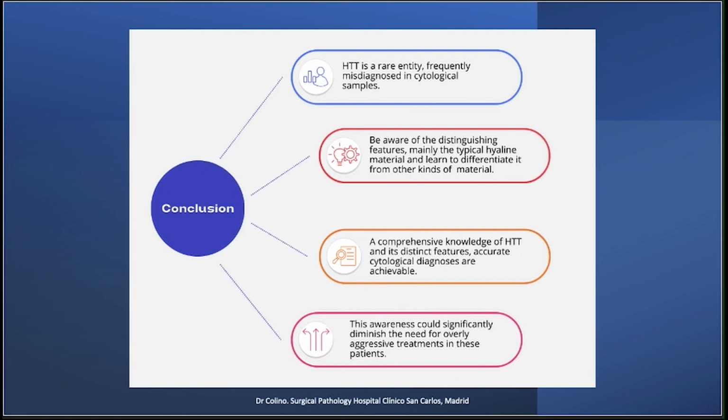Hyalinizing trabecular tumor is a rare entity frequently misdiagnosed in cytological samples. After reviewing our cases, we feel that the cytopathologist must be aware of the distinguishing features of these lesions, mainly the typical hyaline material, and learn how to differentiate it from other kinds of background material. We believe that with a comprehensive knowledge of hyalinizing trabecular tumor and its distinct features, accurate cytological diagnosis is achievable, and this awareness could significantly diminish the need for overly aggressive treatment in these patients.